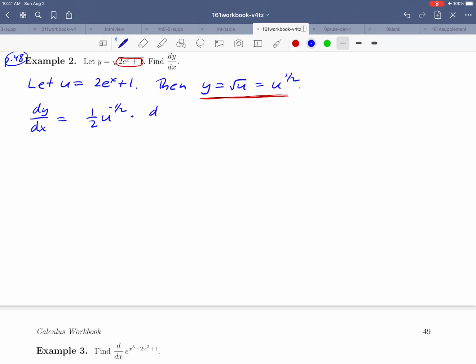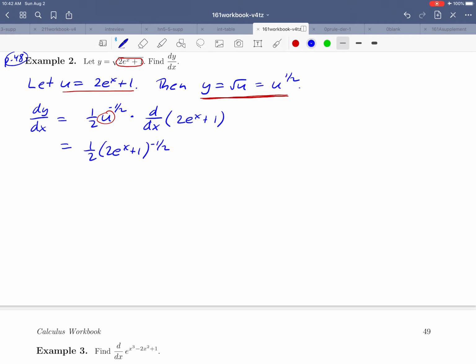And then the second part is we need to multiply by the derivative of just the u. That's sitting over here. So times the derivative of 2e to the x plus 1. Rewriting that, the u that we wrote there is really equal to 2e to the x plus 1, so let's go ahead and fill that in.